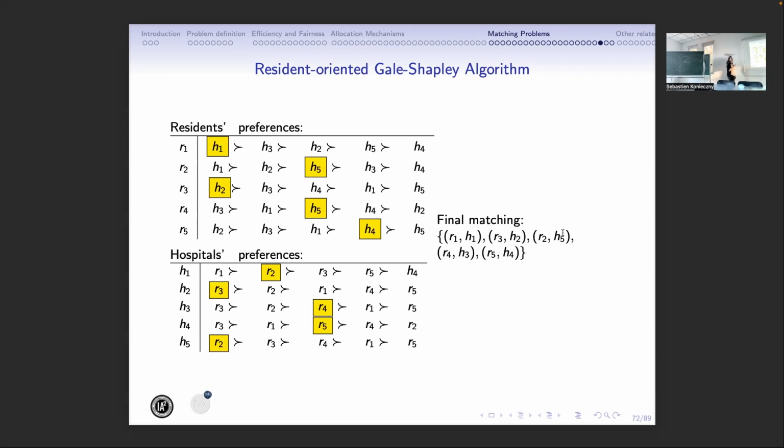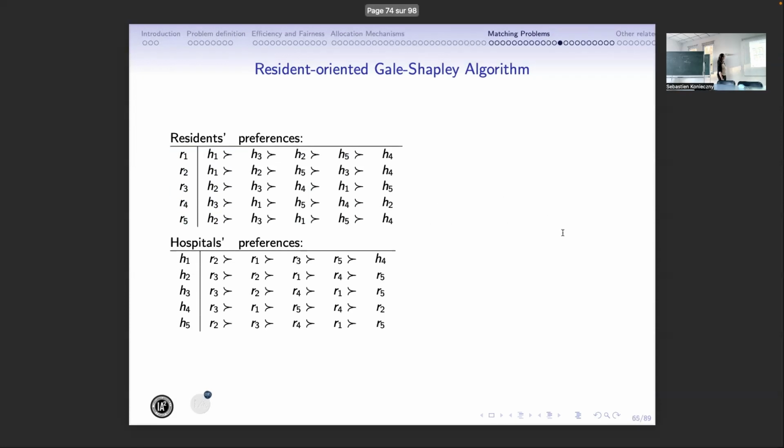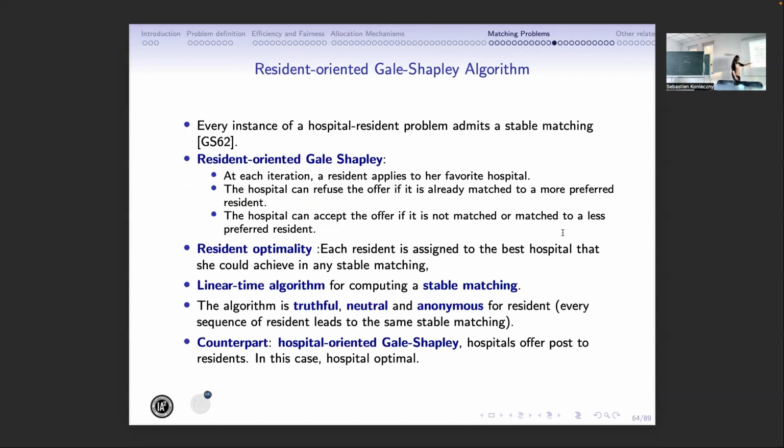Okay, but we have applied the algorithm with the resident making proposals. We could try to apply it on the other side, and you can do the same on the other side. And in this case, the algorithm will be optimal, but optimal for the hospital. In fact, if you apply it from the resident side, it is optimal for the resident, but it is not optimal for the hospital. So that was my remark on this side.